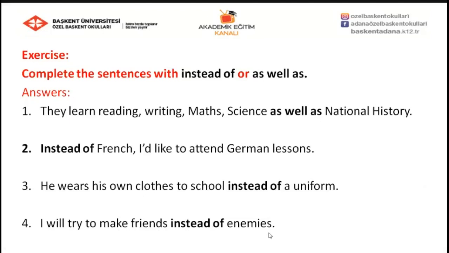So on this page, we have completed these sentences with instead of and as well as.